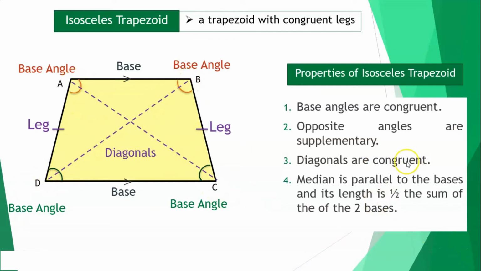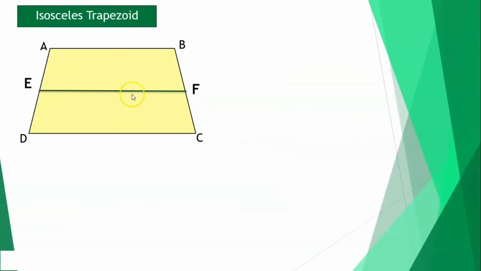And next, we have a median, which is parallel to the bases, and its length is 1/2 the sum of base 1 and base 2. So let's have an example. Given an isosceles trapezoid ABCD with its median as EF.